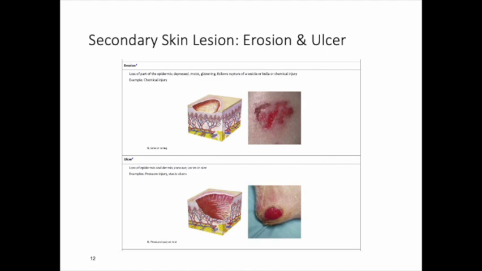Erosions and ulcers. So erosions are a partial loss of the epidermis, and it's a depressed lesion. It's usually moist, and it follows a rupture of a vesicle or a bulla, or if you've had any type of chemical injury to your skin. An ulcer is a loss of epidermal layer too, but it can go all the way to the dermis. It's usually more concave, and it can vary in size. Think of venous stasis ulcers and pressure ulcers.